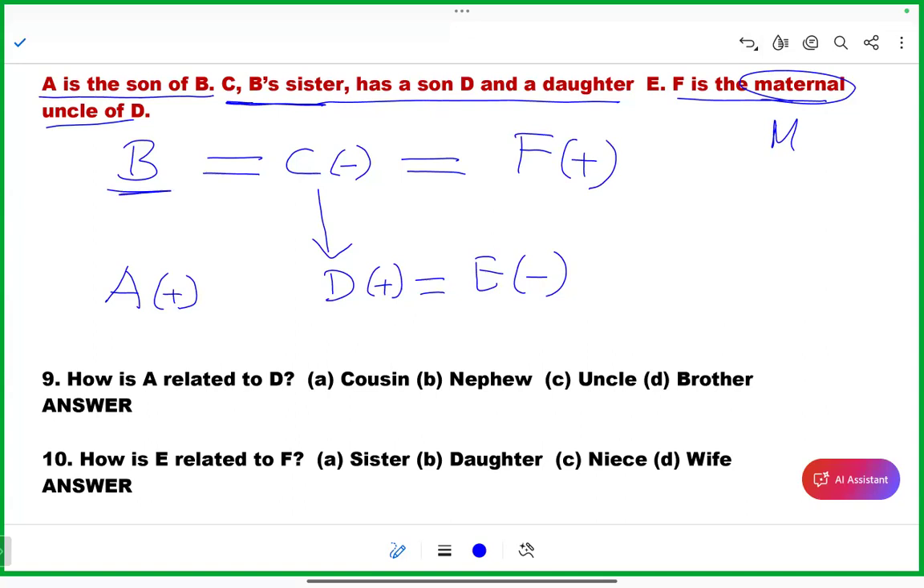How is A related to D? How is A related to D? Oh yeah, I told you, cousin. We don't know cousin.